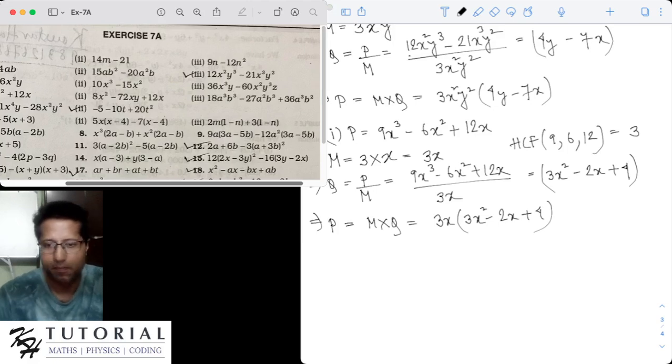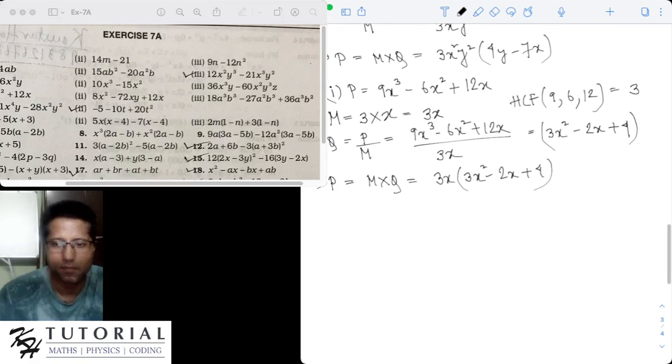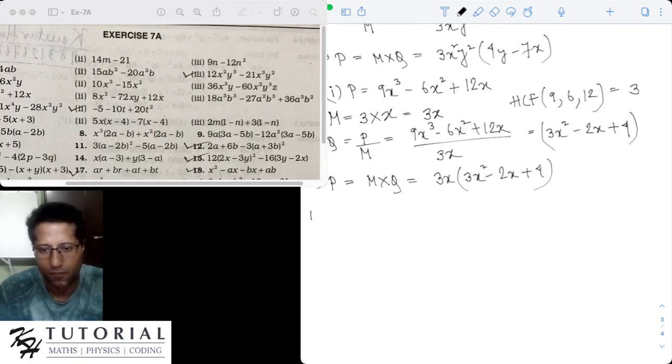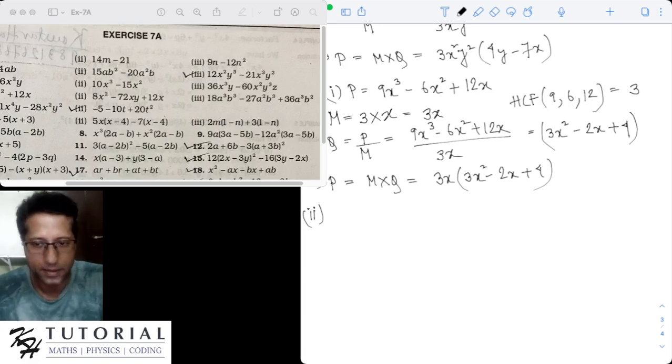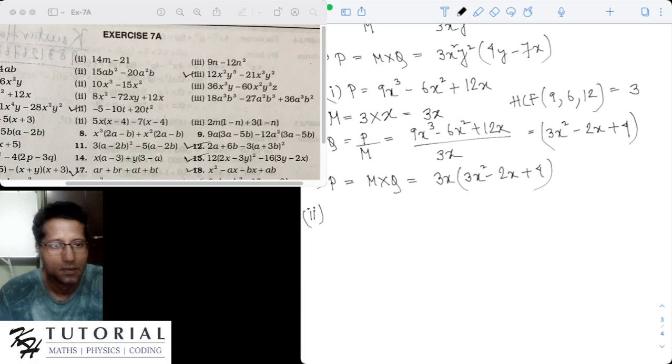Okay, let's do part 2. Let's do all the parts of problem number 4. While I'm solving the problems, if you think the solution of this problem will be beneficial to you, will help you, then you can pause the video and take a screenshot of the solution.